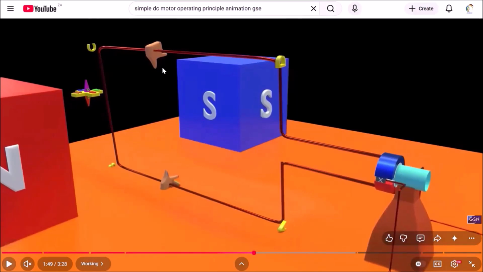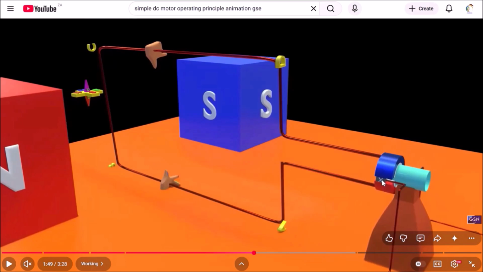Now again, using Fleming's left-hand rule, for CD, current is from D to C. The field lines are north to south. The force is downward. Now CD experiences a downward force. AB, the current is from B to A, and the field lines are north to south. It will experience an upward force. So this coil will continue rotating.